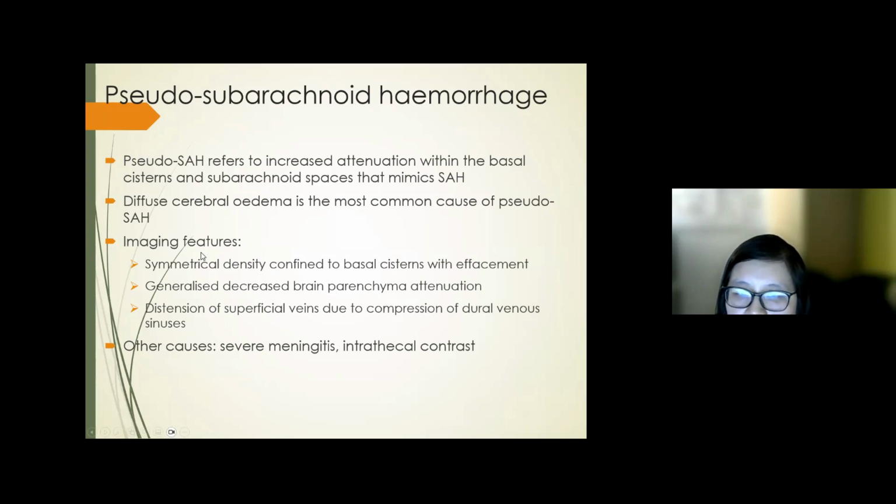So in the imaging, we can look for symmetrical density confined to the basal cistern with effacement, and then we look for generalized decreased brain parenchyma attenuation, and distension of superficial veins due to compression of dural venous sinuses. Other causes include severe meningitis or intrathecal contrast.